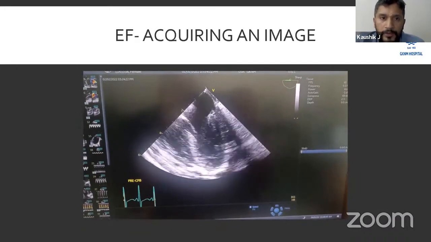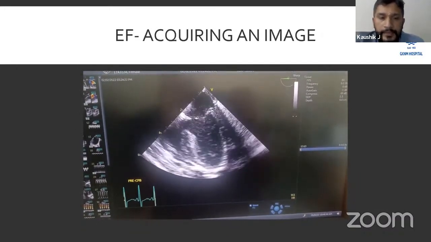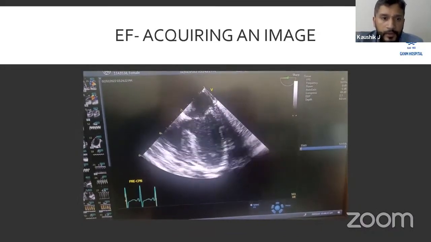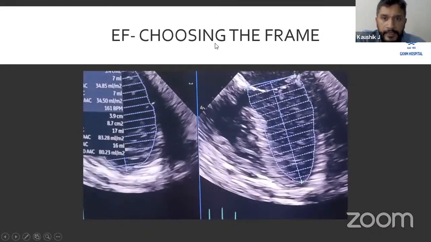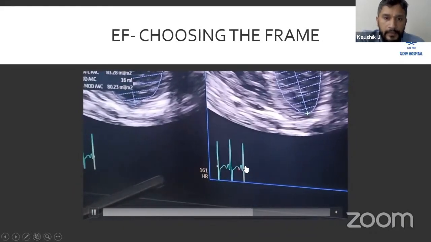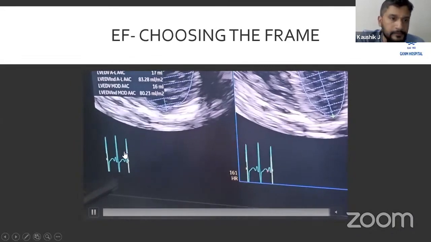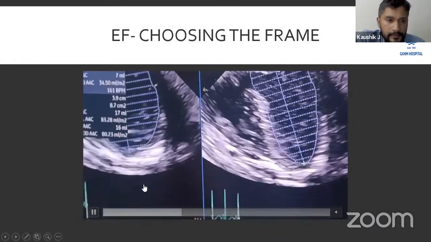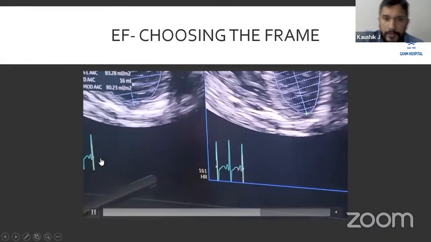So how do you go about obtaining this ejection fraction? So first thing you need to do is to acquire an image. We have here acquired a mid-esophageal 4-chamber view of the heart, and we have the LA and the LV. And again, we need to choose the frame. So we look at the end systolic frame, that is, the red mark is at the end of the T wave, and end diastolic frame, wherein the red mark is buried within your QRS complex.